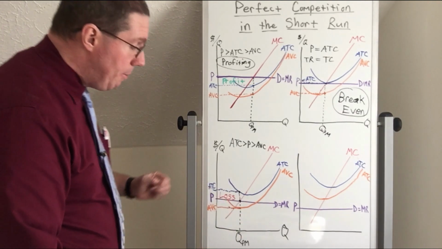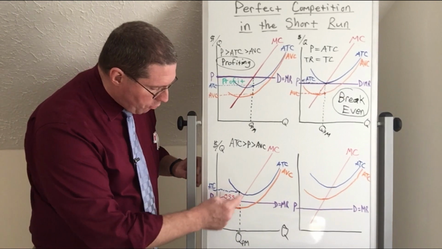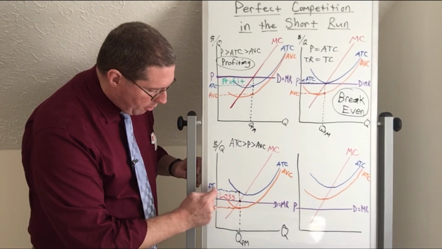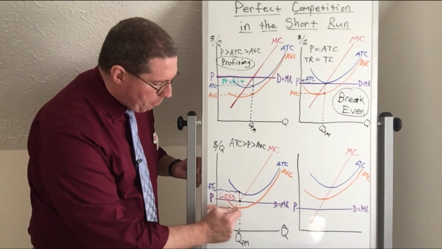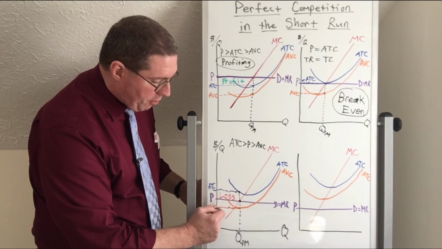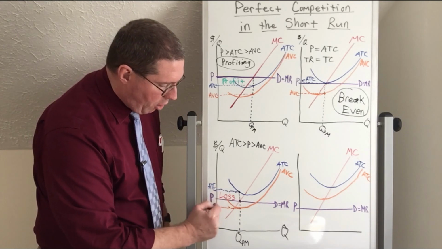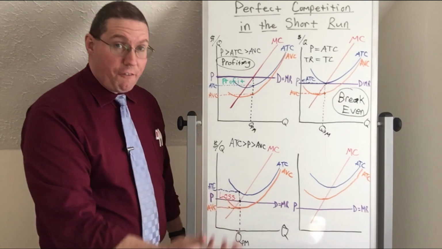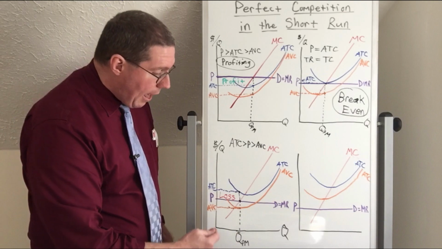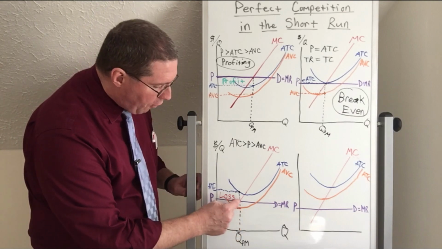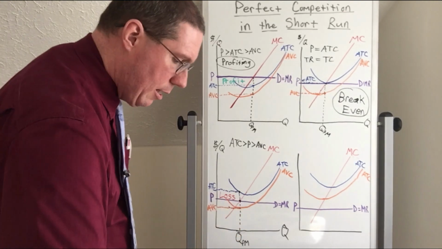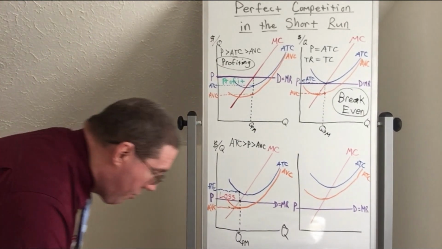So, should this firm shut down? No, they shouldn't. Because remember, this rectangle between average variable cost and average total cost represents the average fixed cost, or at least the vertical distance does. When we multiply average fixed cost times quantity, we get the fixed costs of the firm. And you can see that the revenues of the firm are recovering some of the fixed costs.